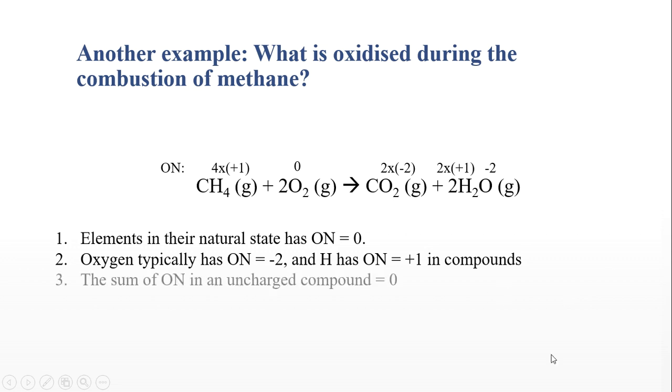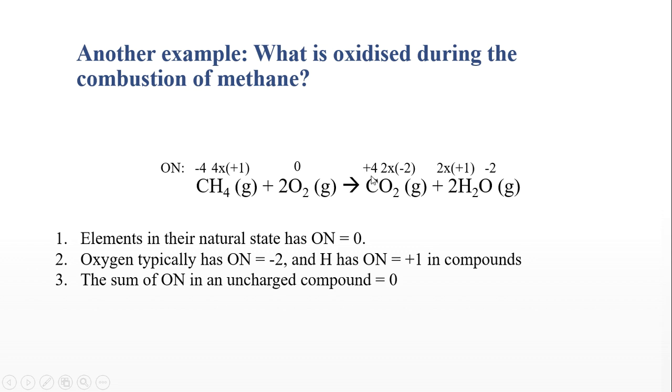All right. Then you know that the sum of oxidation numbers in an uncharged compound is 0. Therefore, the oxidation number for this carbon must be -4, because it's connected to +4. So the sum of this is 0. Everything is fitting nicely. And let's look at the carbon in this molecule over here. Here we have a total of -4 in oxidation numbers. To cancel that out, we need a +4.